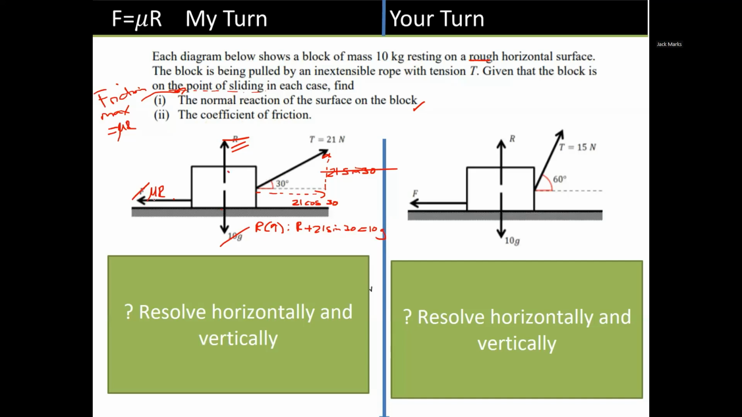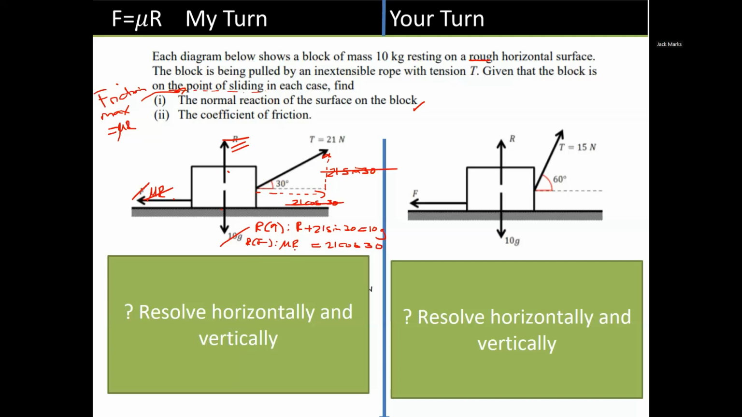So there's no way of me talking about it unless I make something about the horizontal direction. Now it says it's on the point of sliding, so it means it's about to move, it's about to accelerate, but it's not accelerating. So I can do the same thing that I just did. I can do a left equals right one. So the force to the left is mu R, and that's it. The force to the right is 21 cos 30, and that's it.